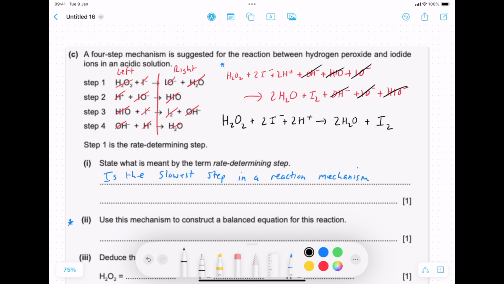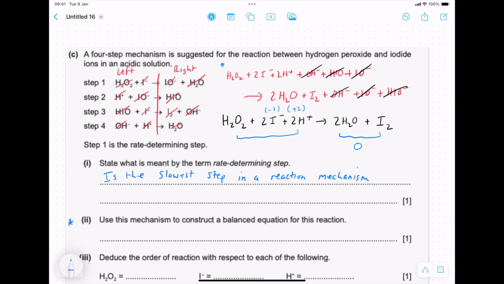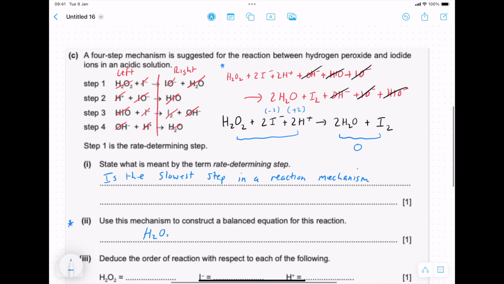So the total charge on this side is 0. There's no charge on the right hand side. And the total charge on this side is also 0, because we have 2 times minus 1 there, which is minus 2, and then 2 times plus 1 is plus 2 there. So minus 2 plus 2 is 0. So my final equation will be H2O2 plus 2I minus plus 2H plus goes to 2H2O plus I2.